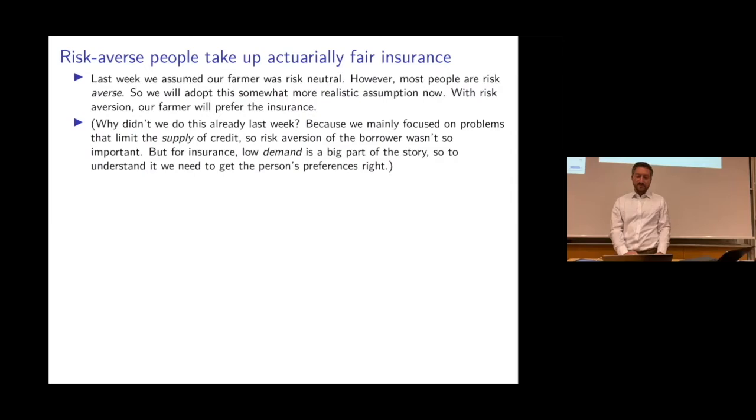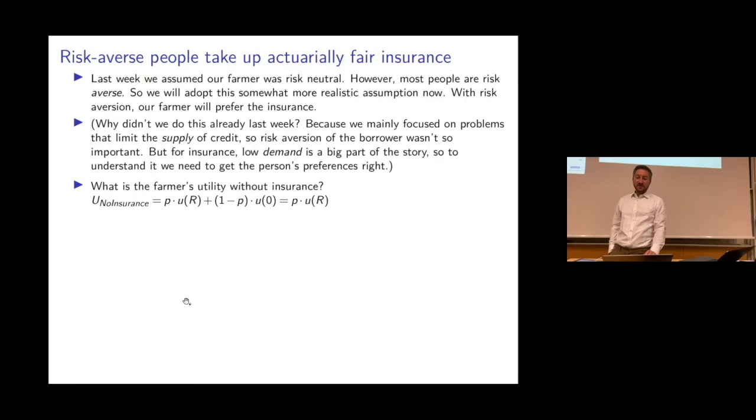So let's assume risk aversion now and think about what the farmer's utility is with and without insurance. Without insurance, their utility is U of R. That's the return they get from their project. It's now no longer just R, but U of R, times the probability of the good outcome, plus 1 minus P, the probability of the bad outcome, times the utility of the bad outcome. So that's just P times U of R.